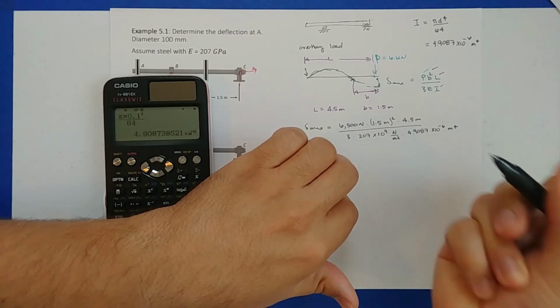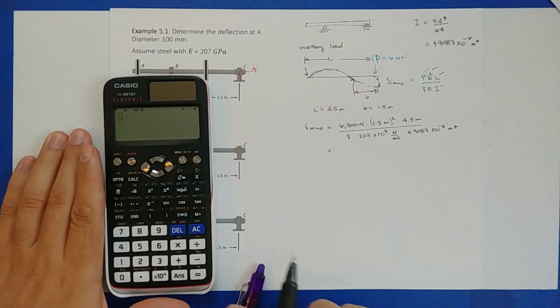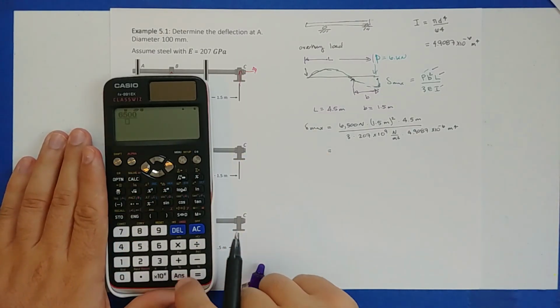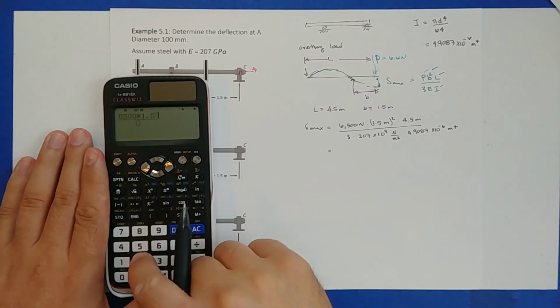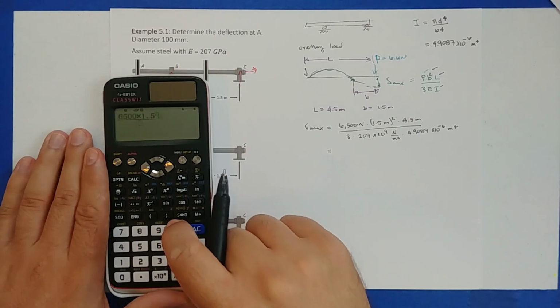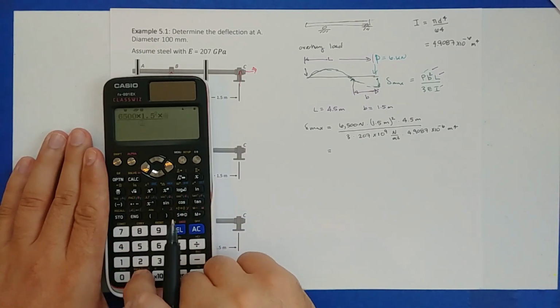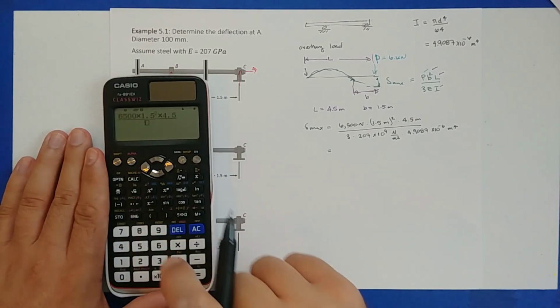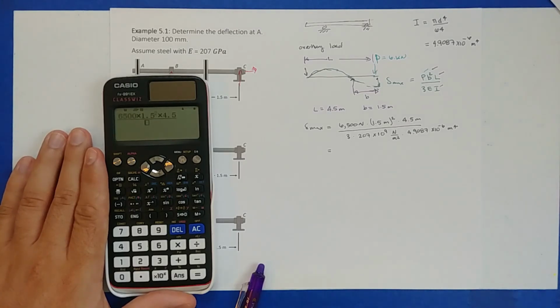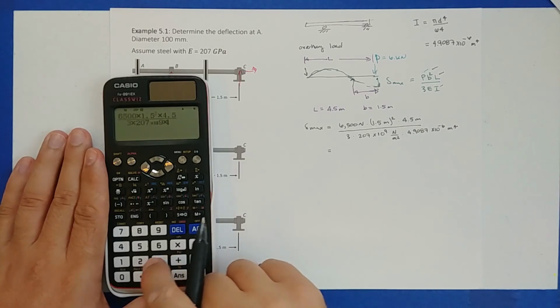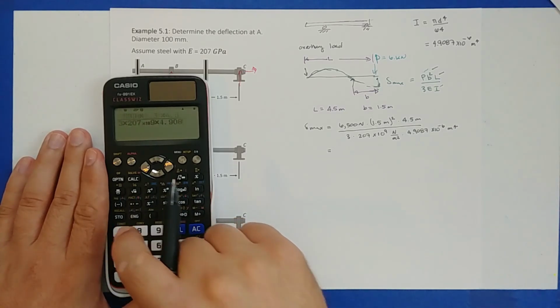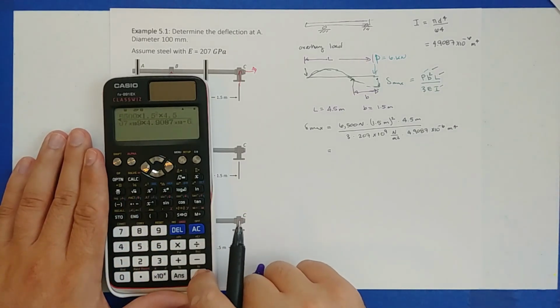So let's go ahead and plug this into the calculator. I have 6,500 newtons times 1.5 squared times 4.5, PBL, divided by 3 times 207 e to the 9 times 4.9087 e to the minus 6.